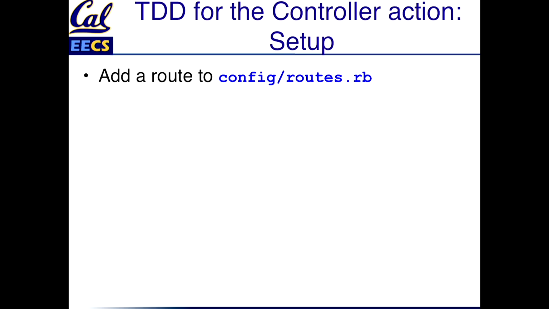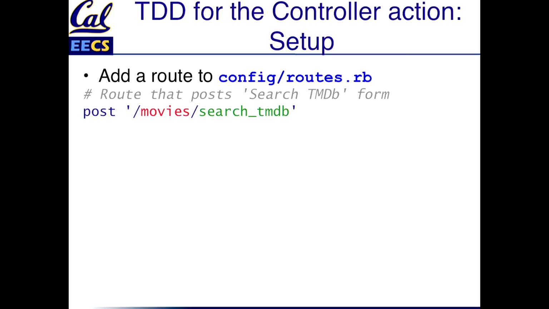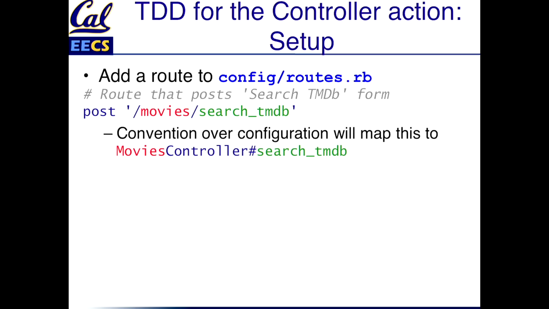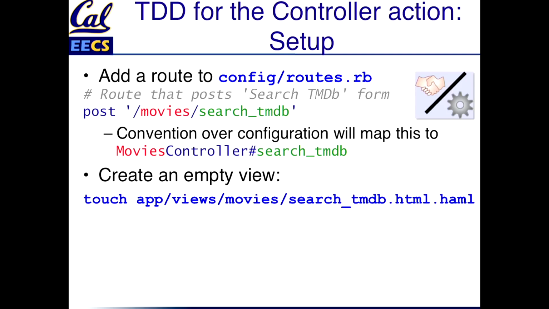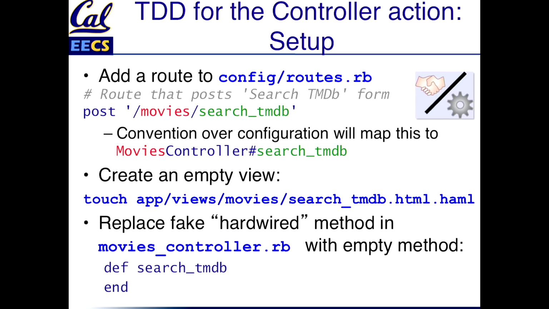Let's remember we have to add a route to config routes.rb. That's not a problem. We can do a simple route that just posts a form to the search TMDB URI. We already know that because of convention over configuration, Rails will map that, and it will look for an action called search TMDB in our movies controller. That's all well and good. Again, we get that for free. Well, the view has to have something to render, so for now, we'll just create an empty view. That's perfectly legal, not useful, but it will allow our test to pass. So we just create an empty HAML file that has the correct name and is in the correct place, right? This is all just scaffolding so that the world doesn't blow up when we start doing our test.